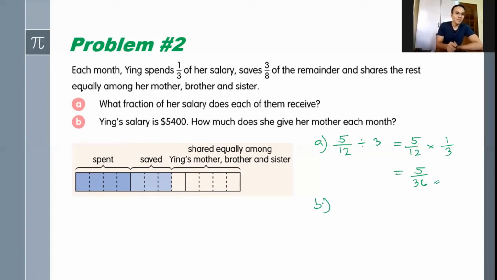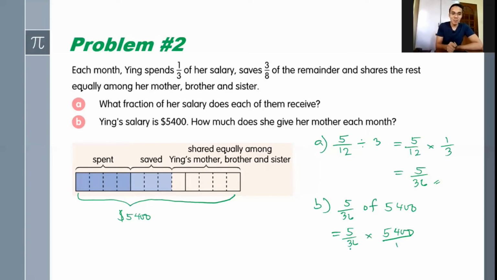Question letter B. Ying's salary is $5,400. So the salary of Ying is $5,400. How much does she give her mother each month? Her mother received 5/36 of Ying's salary. In other words, 5 over 36 of 5,400. And this is the same as 5 over 36 times 5,400. You can have here over 1.